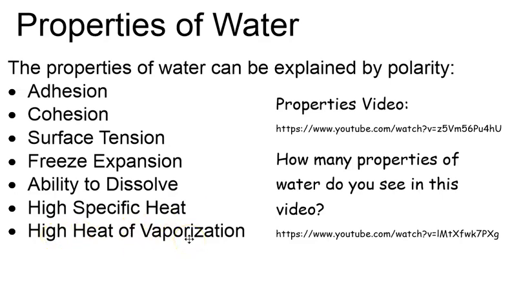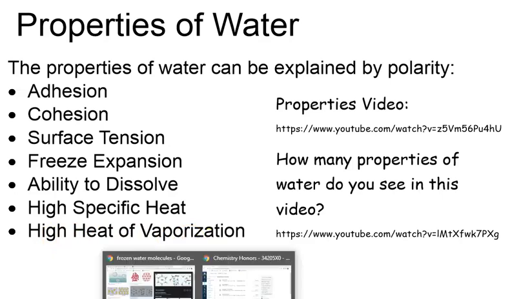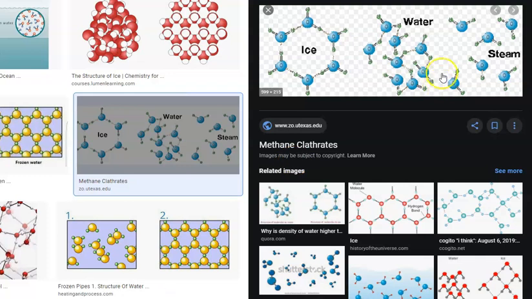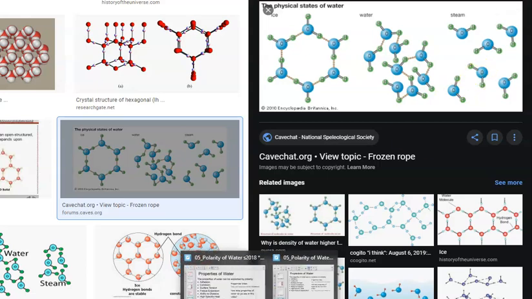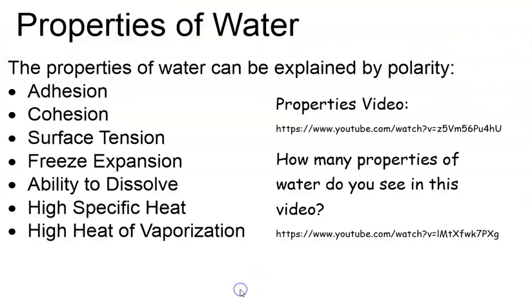In order to vaporize water, you have to get the water molecules to completely separate from each other, and that means that when they completely separate, you have to break these attractions between the polar parts of the water molecule, and that takes a lot of energy. So that's why water has a high heat of vaporization.